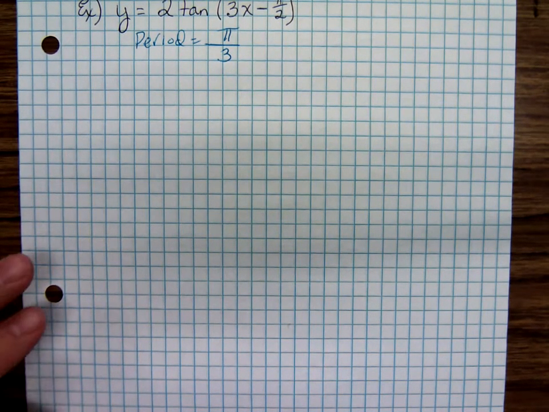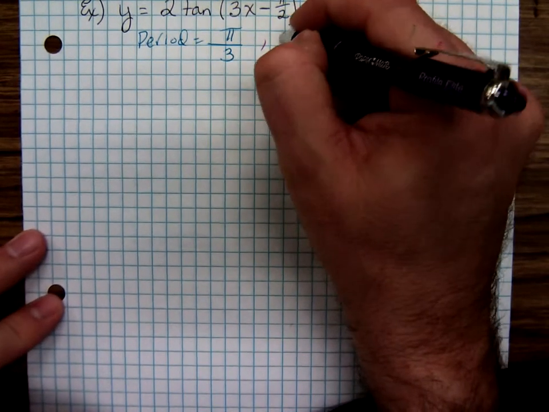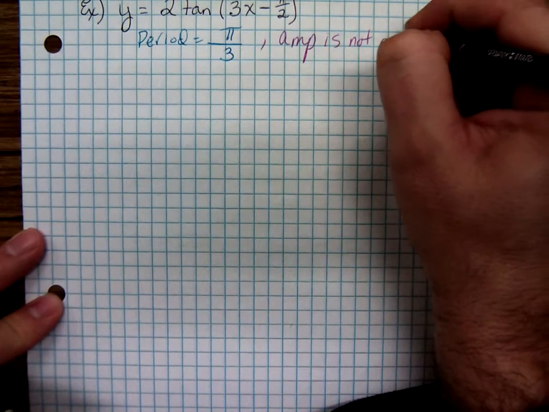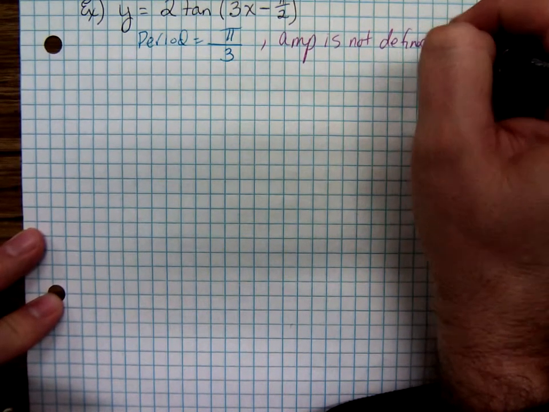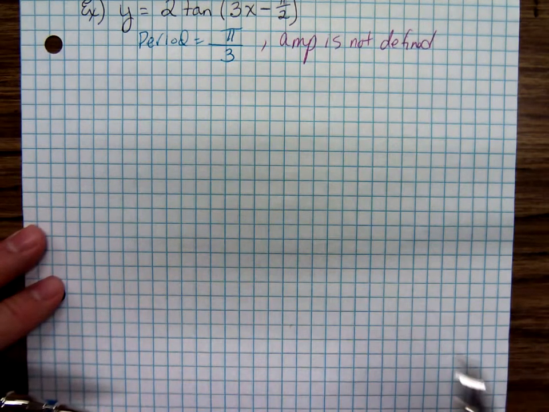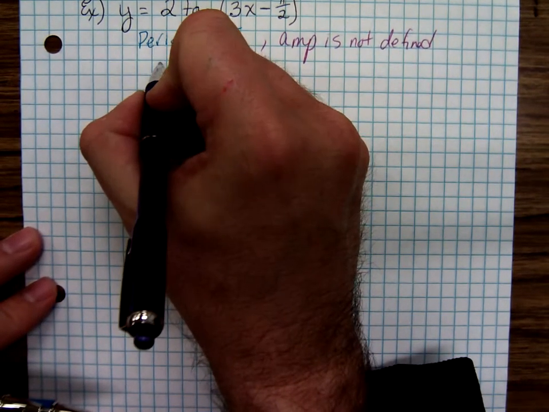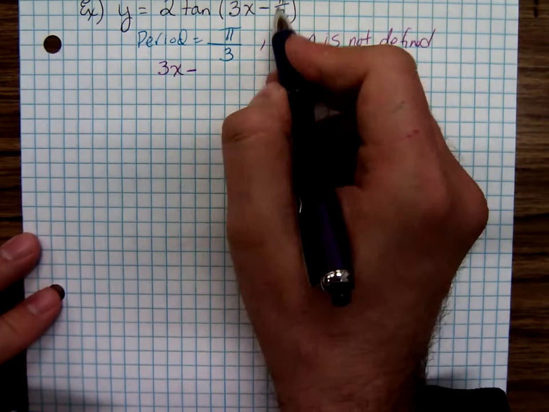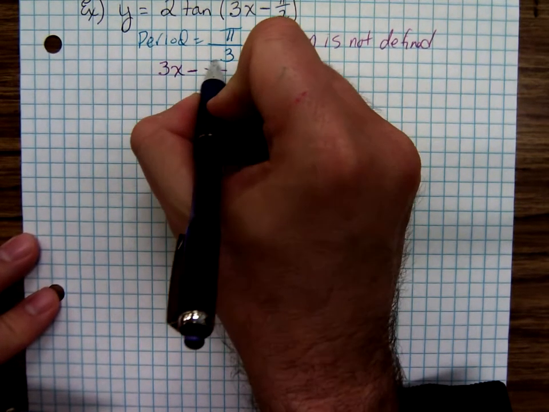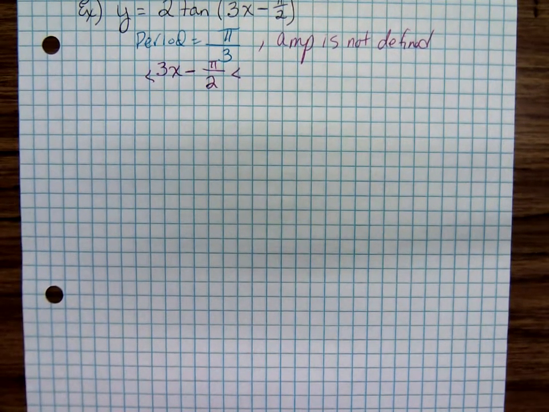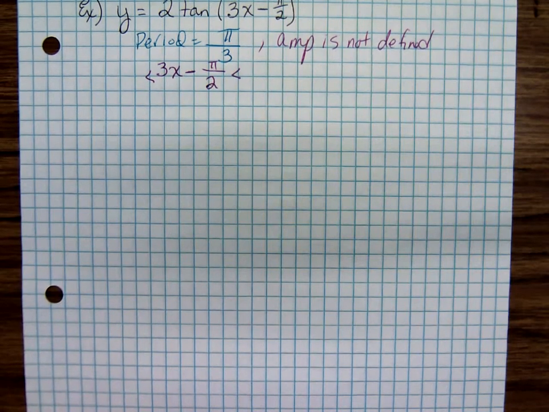Now, the amplitude isn't defined. I'm going to go ahead and write that. Amplitude is only defined for sine and cosine. So the key is going to be finding those asymptotes. So you take 3x minus pi over 2, and what am I going to set it between? Negative pi over 2 and pi over 2. You've got to know that. Okay?